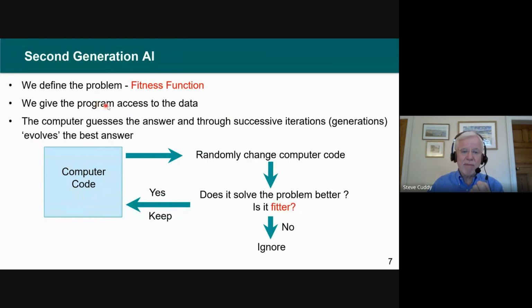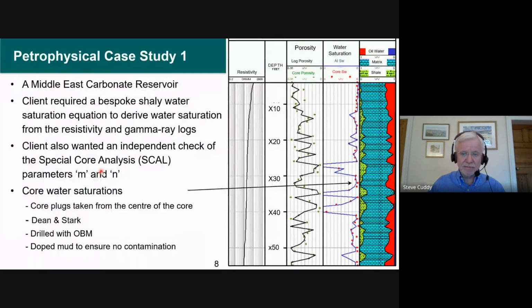We give the program access to the data, then the computer guesses an answer, and then through successive generations, which we call iterations, it evolves and gives you the best answer. So it's a loop. You give the code, you change the code, you see if you get a better answer. If it's not, then you just ignore the answer. If it does, you go back into the code. And I'll show you that in more detail.